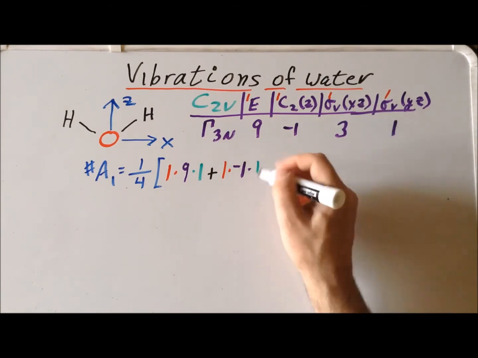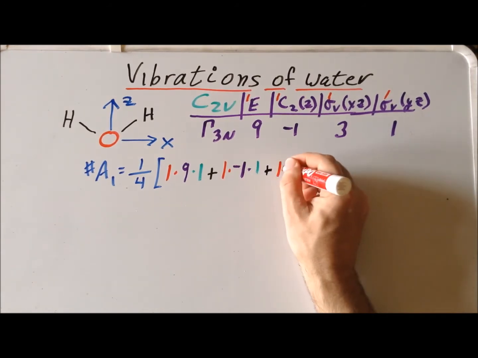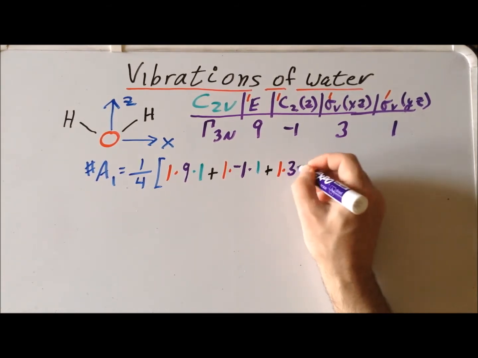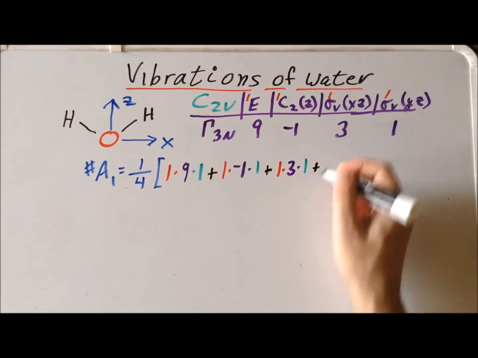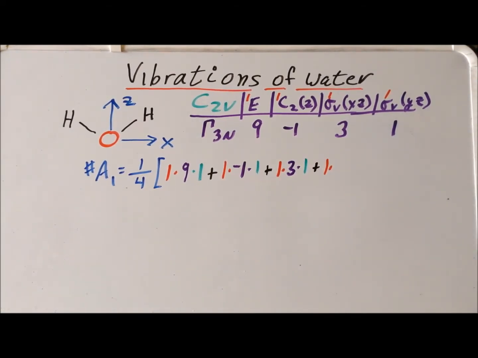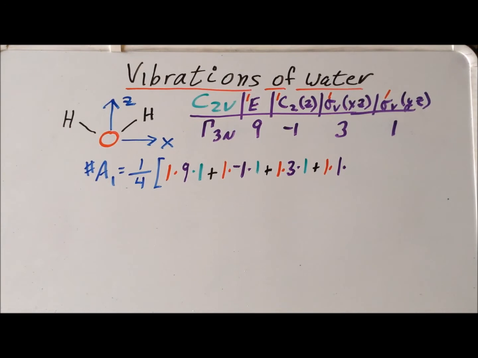So next, for the first sigma V, there is 1 operation in the class. The character from the reducible representation is a 3, and the character from the character table is a plus 1. So that gives us 1 times 3 times 1. And then for the fourth operation, there is 1 operation in the class, so that gives the 1. The character from the reducible representation is a 1, so that's the 1 that comes there. And then we need a 1 from the character table, and that gives us a 1.